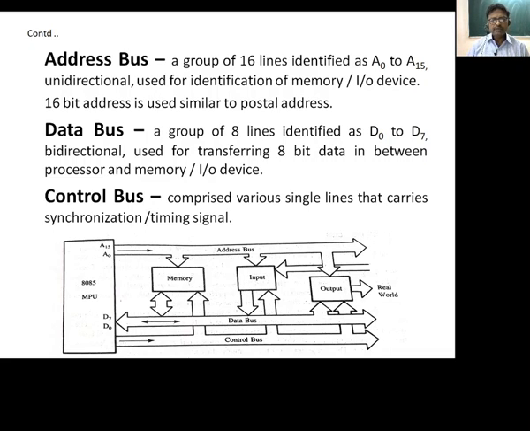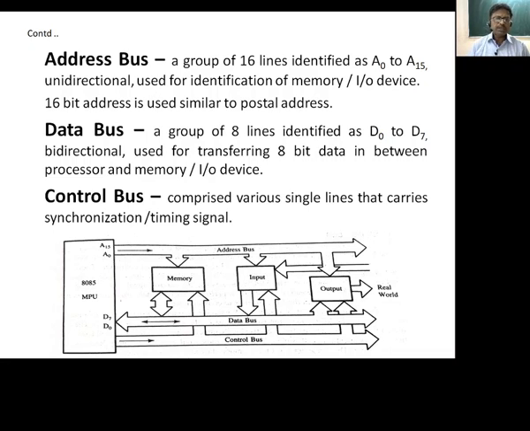Now the address bus has a group of lines identified as A0 to A15. It has 16 lines, a group of 16 wires, which carries the address generated by the processor to the rest of the world. If it wants to communicate with the peripheral, it will use the address bus to send the address of the peripheral. If it wants to communicate with the memory, it uses the 16 lines of the address bus to send the address of the memory register.